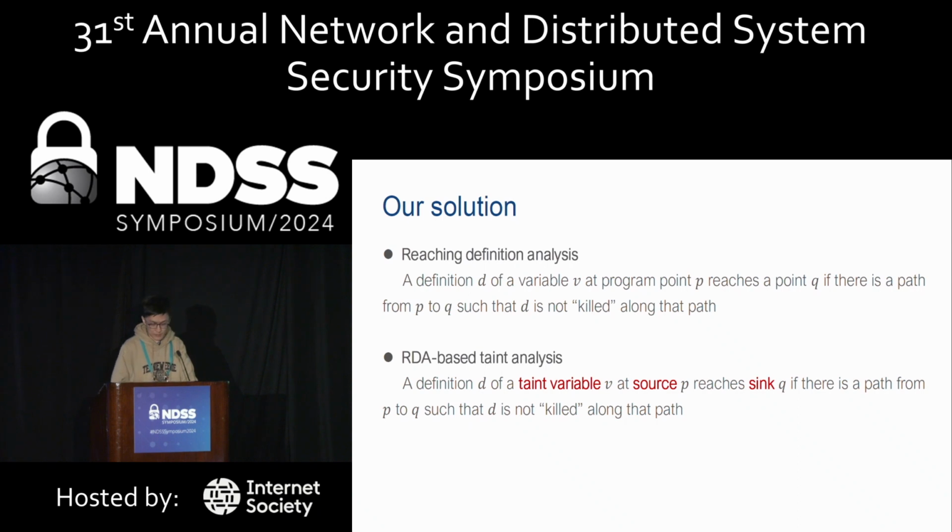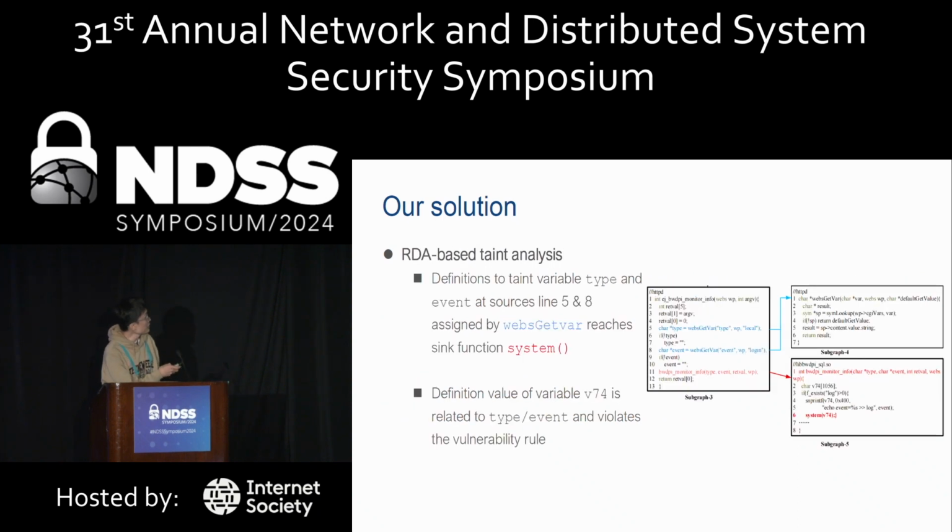So let's turn back to our motivating example. If we apply our reaching definition-based analysis, we could see definitions of taint variables, type and event, as source code 5 and 8. They are assigned by the web's getWhere function. They all reach the sink function here, system. Those two variables are related to another variable V74 in the right bottom figure, which triggers a vulnerability rule indicating a vulnerability.